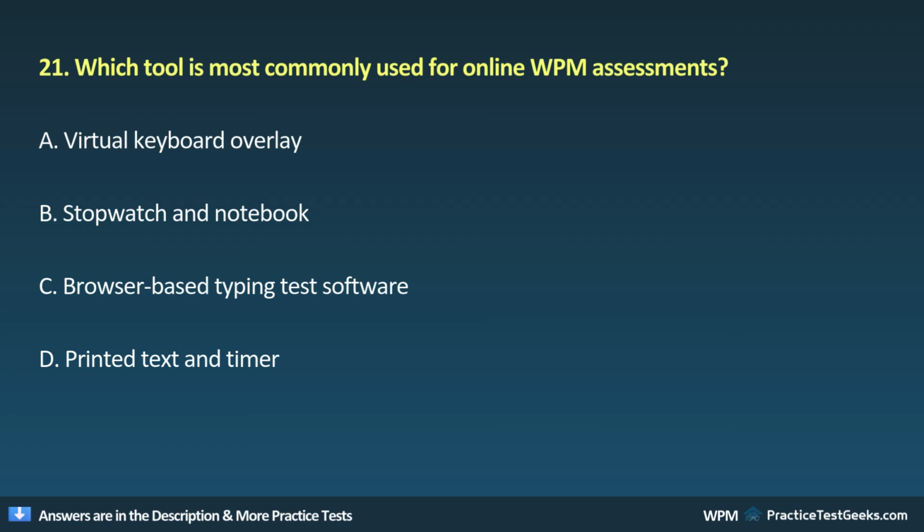21. Which tool is most commonly used for online WPM assessments? A. Virtual keyboard overlay. B. Stopwatch and notebook. C. Browser-based typing test software. D. Printed text and timer.